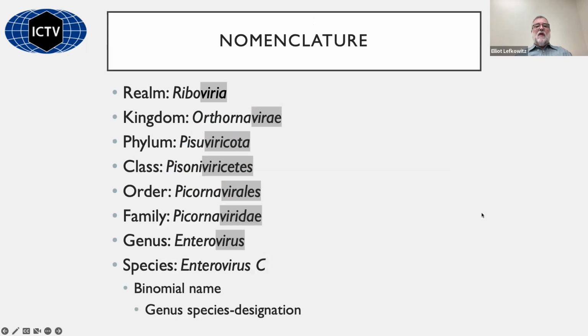We distinguish different ranks by the suffixes added to the name, so nomenclature is particularly important. All genera end in virus, whereas all families end in viridae. For species, the ICTV has just adopted a binomial nomenclature in which the first word is the name of the genus, and the second word is unique to that particular species. Okay, so that is what the ICTV does.